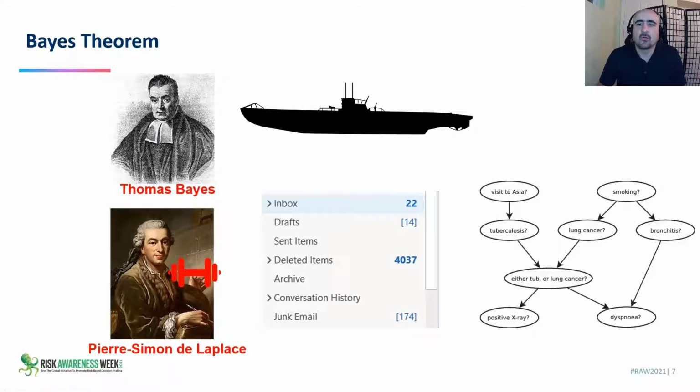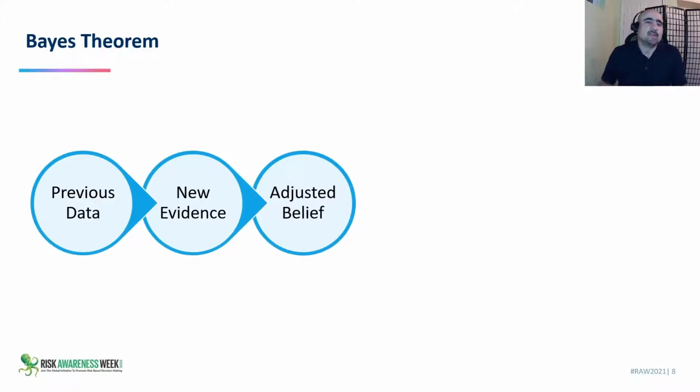And how it can be applied to risk management is quite simple. You start with the previous data you had, and sometimes you have none, so you need to conjure up a prior by just having a discussion. So you take what you have, then you add the new evidence that you're receiving, and then you adjust your belief.